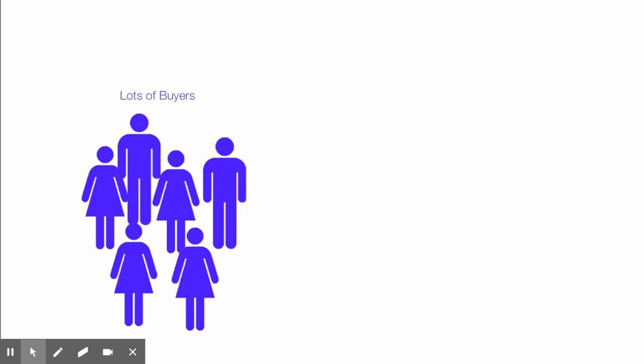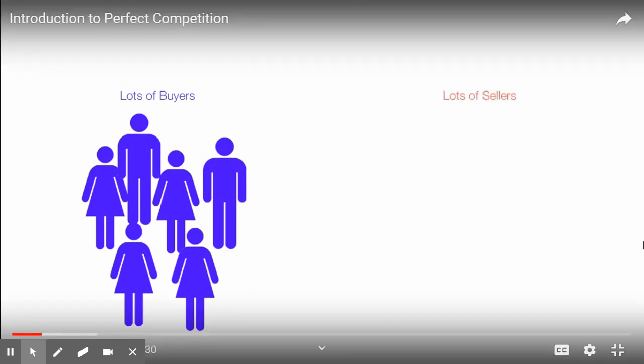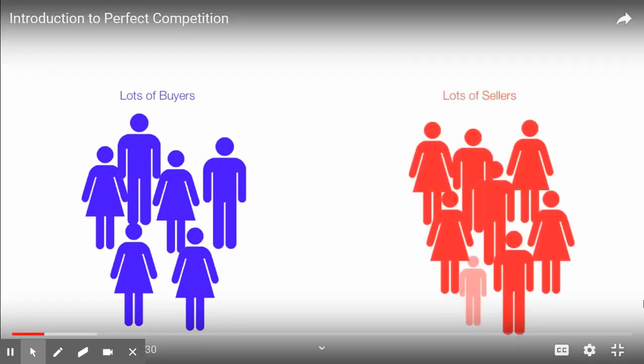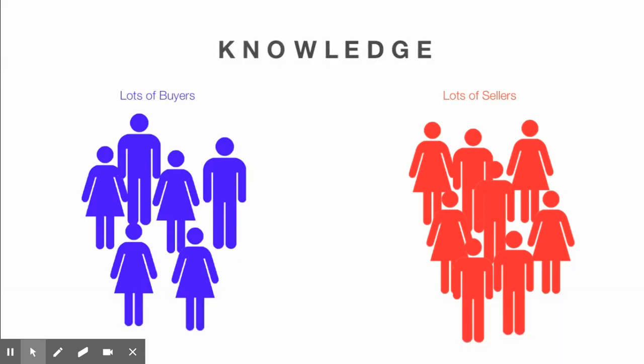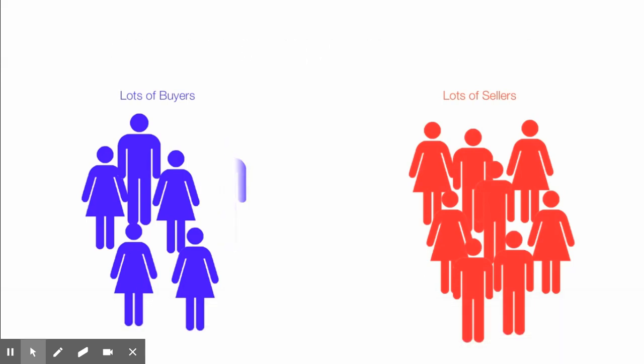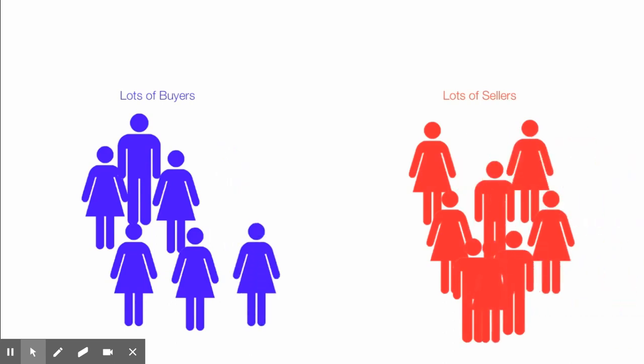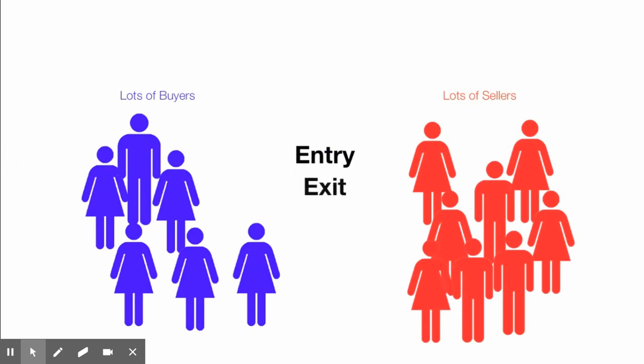An assumption we make in perfect competition, there's lots of buyers and lots of sellers. Think something like eBay. There's a lot of market knowledge, which might be a stretch. For every buyer that disappears, a new one appears. Same with sellers. Easy entrance and exit to the market.